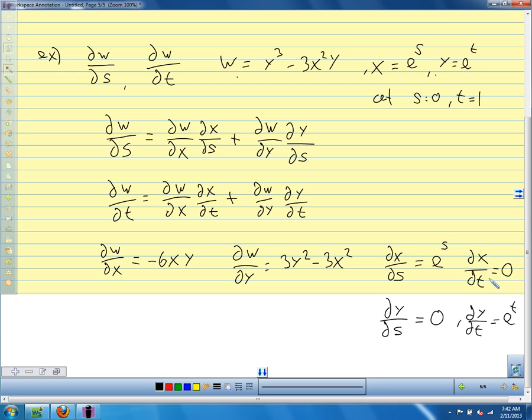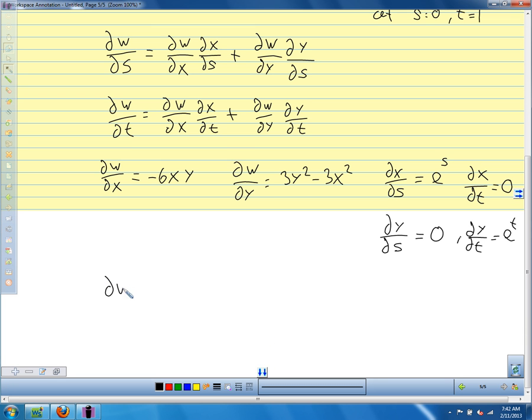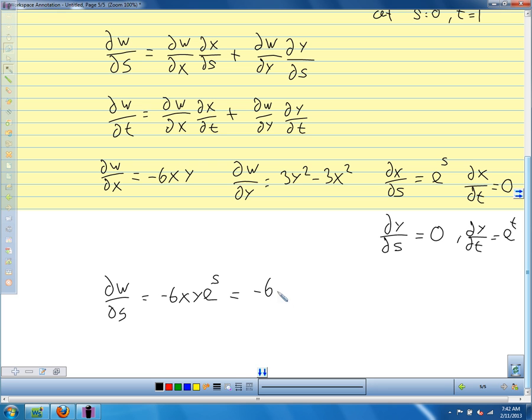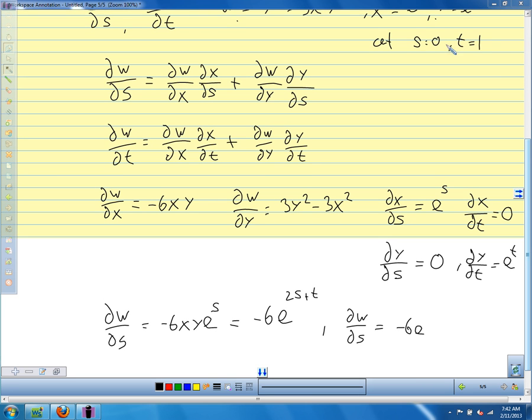A couple of the terms go away because we have these partials equal to 0. So we're just going to substitute some values in. dw ds is going to be minus 6xy e to the s. And we know that x is e to the s and y is e to the t. So if I substitute those in, I get minus 6 e to the 2s plus t. And when I plug in s equals 0 and t equals 1, my partial is going to be minus 6e. So this is what I meant when I talked about expressing our partial derivative in terms of the independent variables. I wouldn't want to leave it like this. I would want to write it like this. 2s, yes, because I get an e to the s from x.